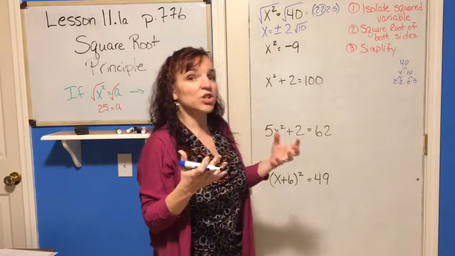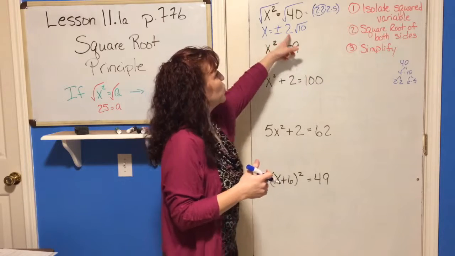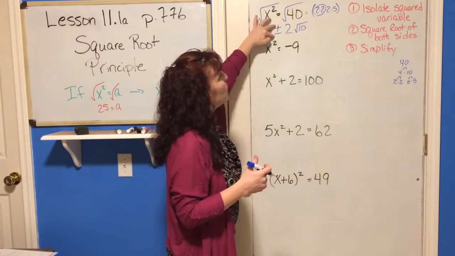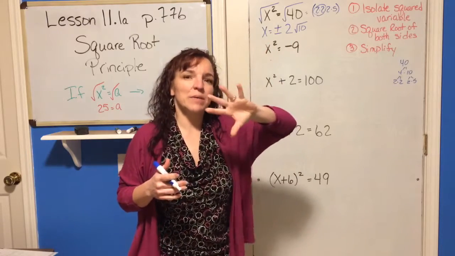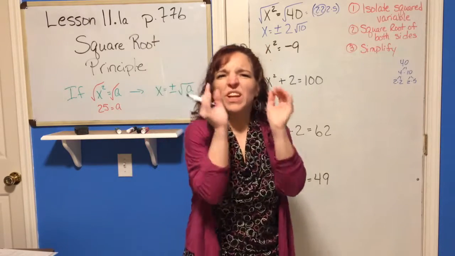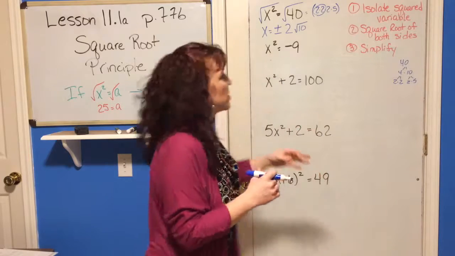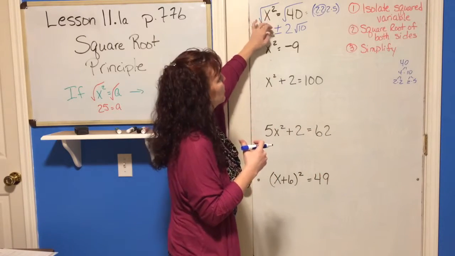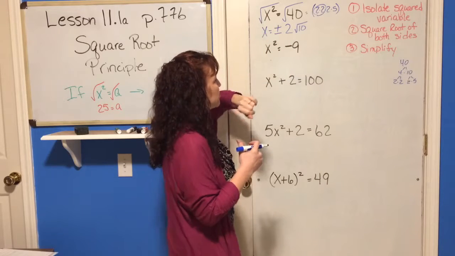So this actually is 2 answers. It's either positive 2 square root of 10 or negative 2 square root of 10. This symbol is just plus or minus. It means we're going to do both, but we condense it. It's just another symbol that makes life easier for mathematicians. So x equals plus or minus 2 square root of 10.